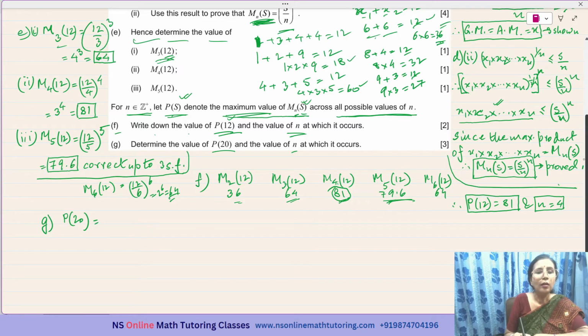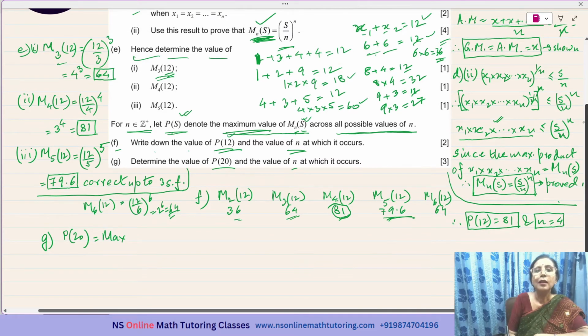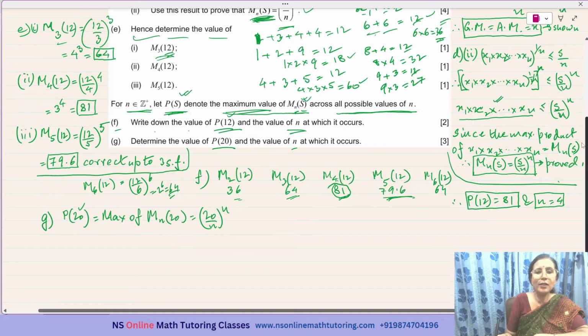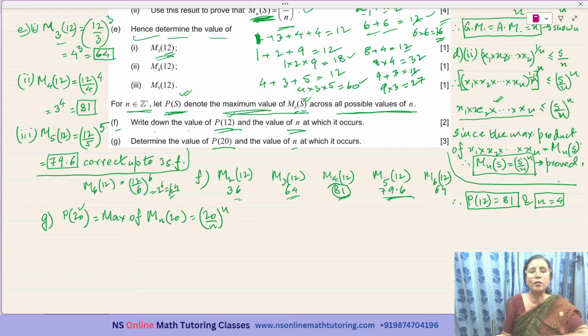This should be equal to the maximum of, what was the expression? It was (S over N) whole raised to the power of N. So S is 20, because it is P of 20. So the maximum of 20 over N raised to the power of N. And for this, we really need the calculator. We have to graph it.